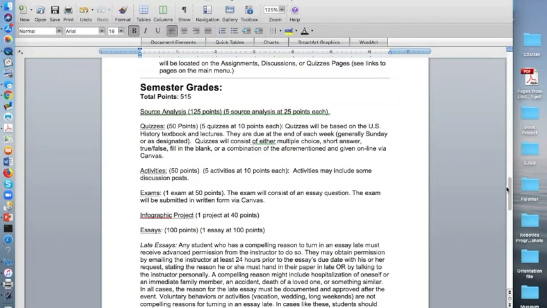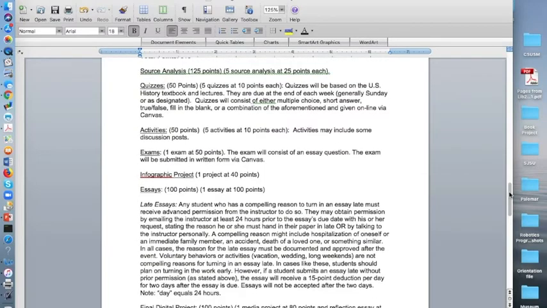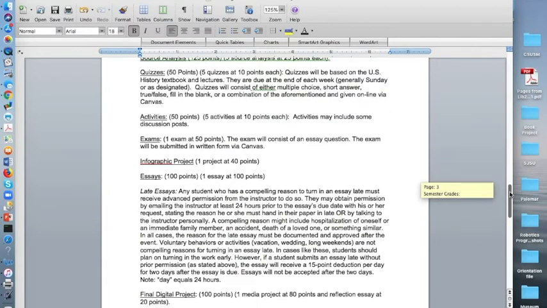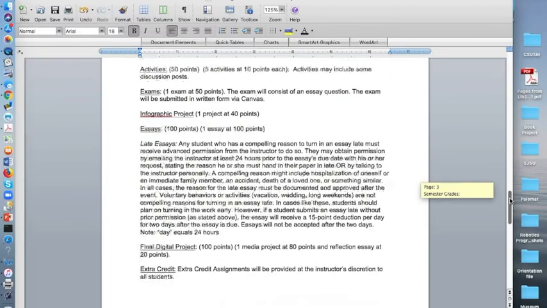The exam will consist of an essay question, but it will be an essay question that will require you to look at primary and secondary sources. And of course, everything is submitted via Canvas. There will be an infographic project worth 40 points, and there will be an essay separate from your exam worth 100 points. You will also be required to cite sources in that as well.